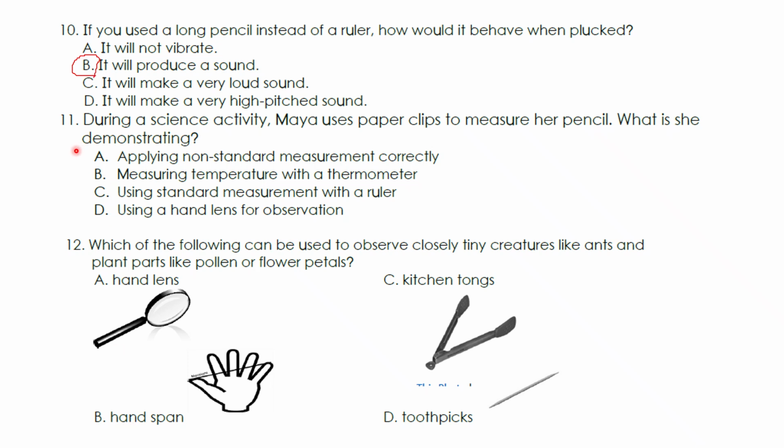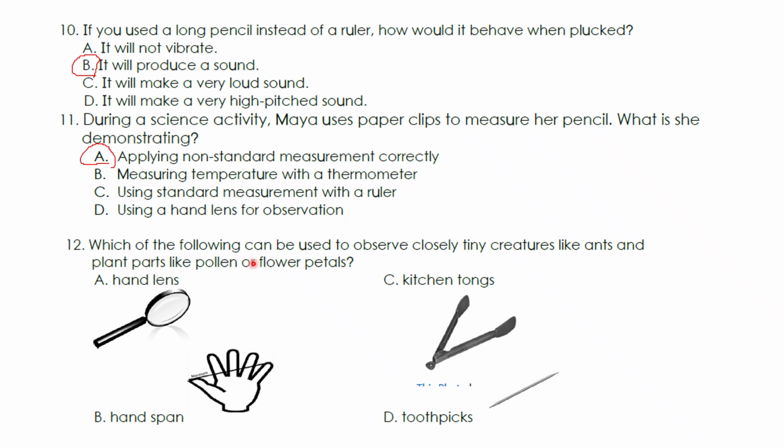Next, for number 11. During a science activity, Maya uses paper clips to measure her pencil. What is she demonstrating? A. Applying non-standard measurement correctly. B. Measuring temperature with a thermometer. C. Using standard measurement with a ruler. D. Using hand lens for observation. What is your answer? Of course, the correct answer is letter A. Good job!